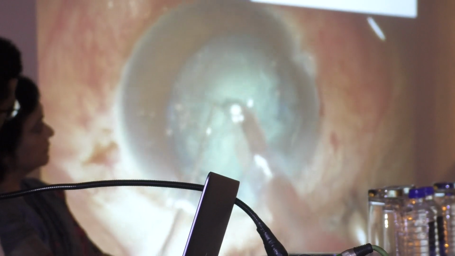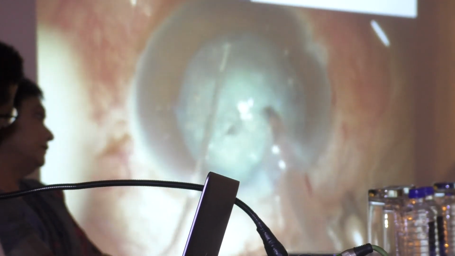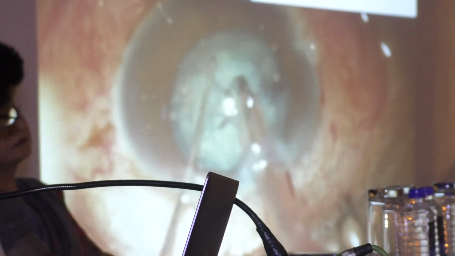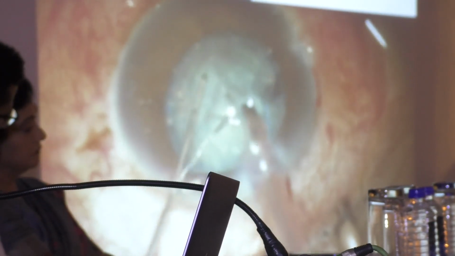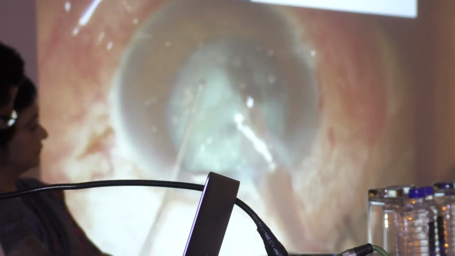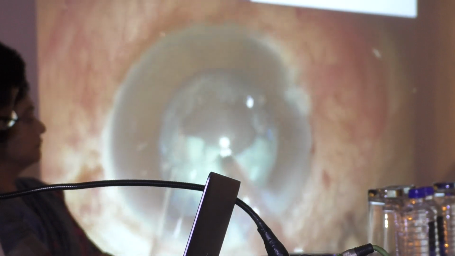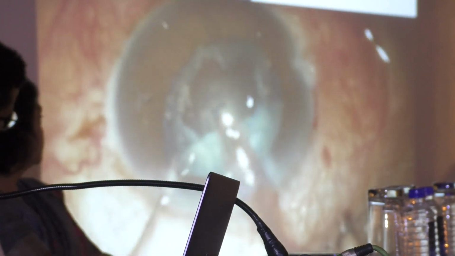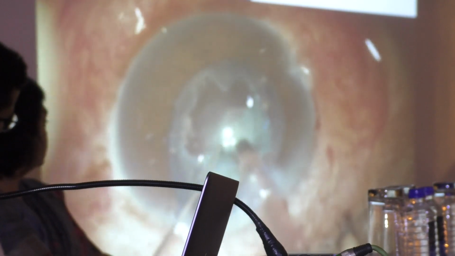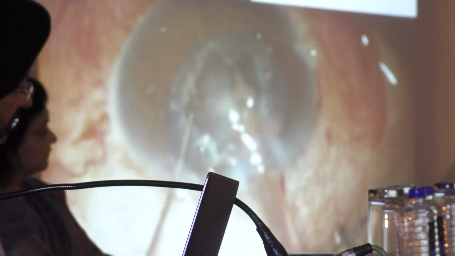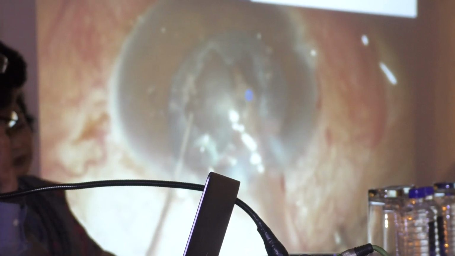You can see here the nucleus is sitting, then hold it, rotate it, and see how many smaller pieces you can observe. You can break the nucleus very small. One half you can divide into four pieces further. Once you divide it, you can see how easily, without using much phaco energy, you can remove the nucleus very well. So you can reduce the phaco energy, and the damage to the endothelium you can reduce to a minimum.